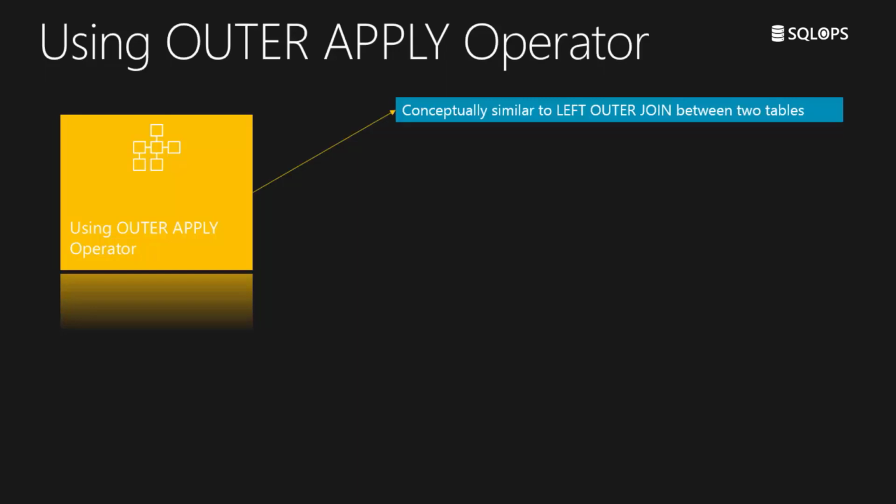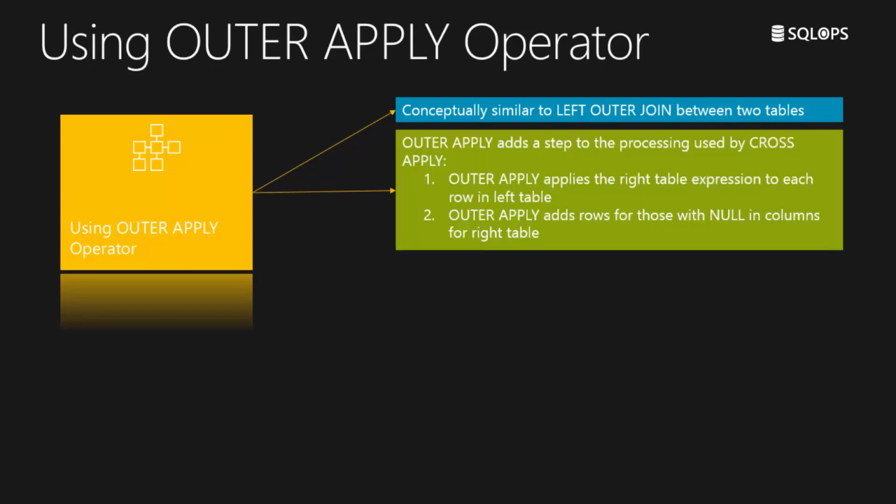Outer apply correlates the rows in the left table expression against the derived table or table valued expression in the right input. Like cross apply, the table expression on the right will be processed once for each row in the left input table. However, where cross apply did not return the rows where the right expression had an empty result, outer apply will add rows for the left table where nulls were written on the right.